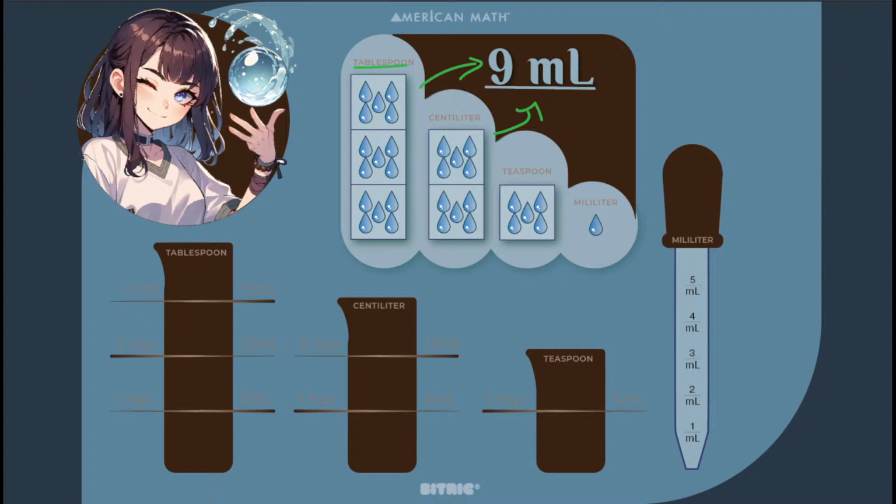Centiliters, almost, because we have 10 milliliters in here, which is close to 9 milliliters, but not quite. So we know that the next unit down, teaspoons, which is 5 milliliters, will definitely be able to work. 5 milliliters can definitely go inside of 9 milliliters.